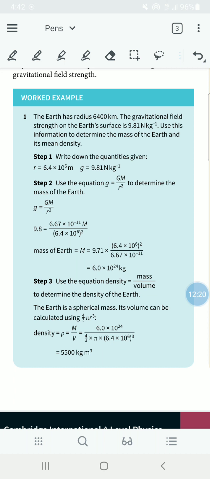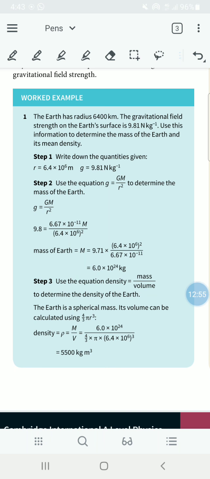Then you use the equation for density, mass over volume. They have given the radius of the earth. Using the radius of the earth, you have to find the volume. Volume of a sphere is 4/3 π r cubed. Then density rho equals mass over volume. Mass is 6 × 10^24. Volume is 4/3 π into (6.4 × 10^6) cubed. And from this you can get 5,500 kilograms per meter cubed.